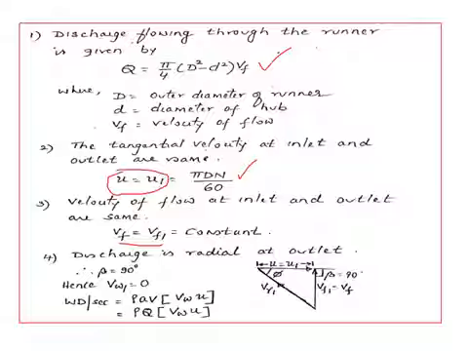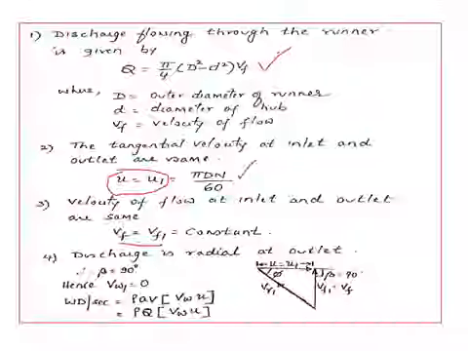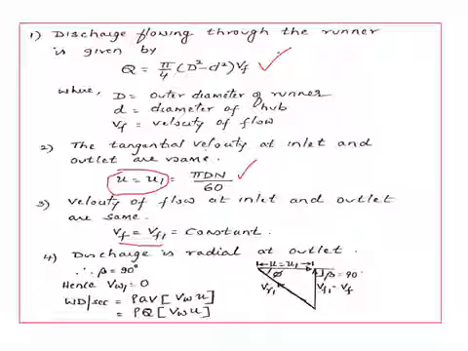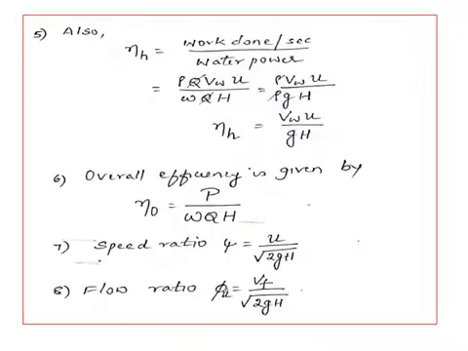So what is the work done? Since Vw1 is equal to 0, the work done per second is rho Q into (Vw U plus or minus Vw1 U1). Since Vw1 is 0, it is rho Q into Vw into U. Now you know the hydraulic efficiency, which we discussed in the Pelton wheel chapter: work done per second divided by the water power.